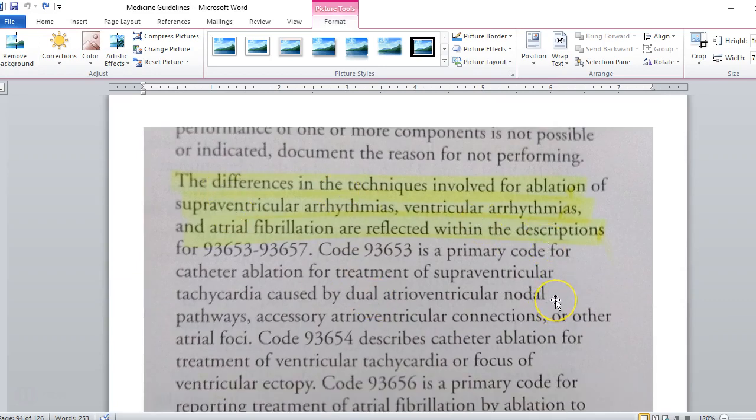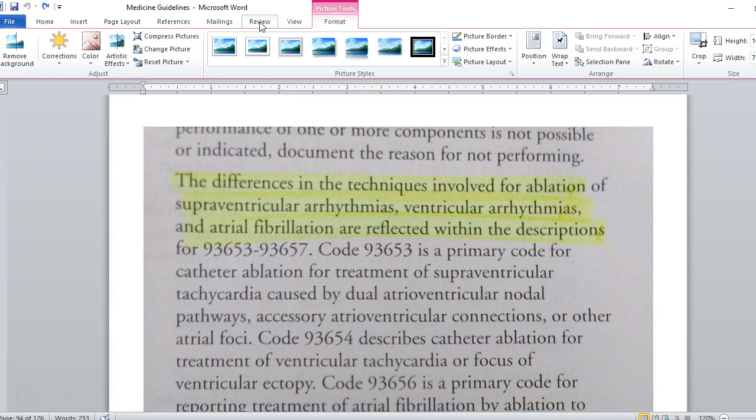The differences in the techniques involved for ablation of supraventricular arrhythmias, ventricular arrhythmias, and atrial fibrillation are reflected within the code descriptions of 93653 to 93657. So again, when we're looking at these, we have to remember that it will tell us. So let's see, 93653 tells us that we are doing induction with right atrial pacing, right ventricular pacing, bundle of His recording, and treatment of supraventricular tachycardia by ablation. So again, it tells us exactly where it is. That's just a hint saying, look at the code descriptors.